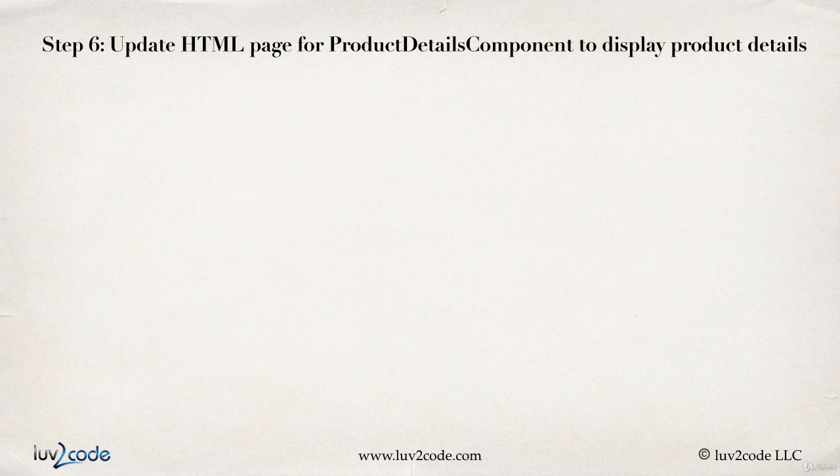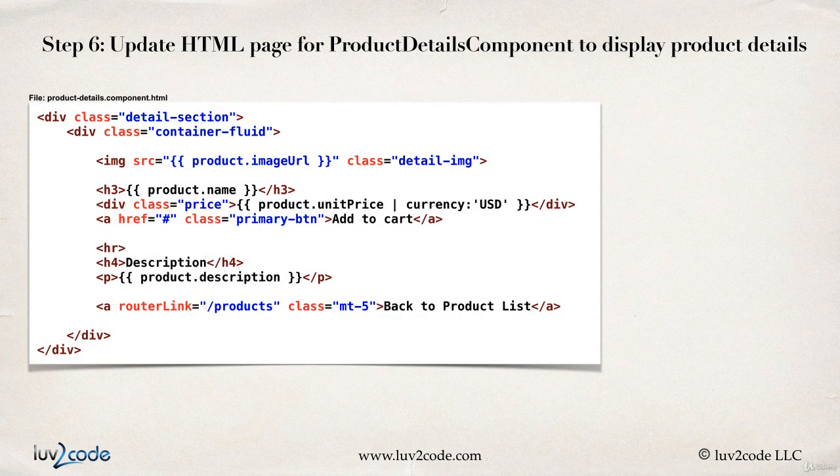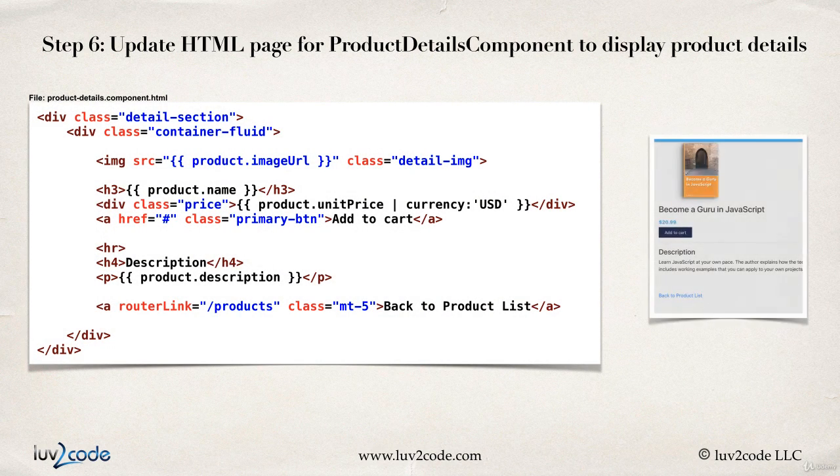So let's kind of look at the coding here, and this is mainly just an HTML exercise. So here's our product-details.component.html. So we have the image source equals product.imageUrl. So that'll also give us the image. We have information over here for the product name, the price, the cart button. Then we have the actual description. And then finally, we have a link back to the product list using a router link. And that's basically it for the coding on the product details HTML page.